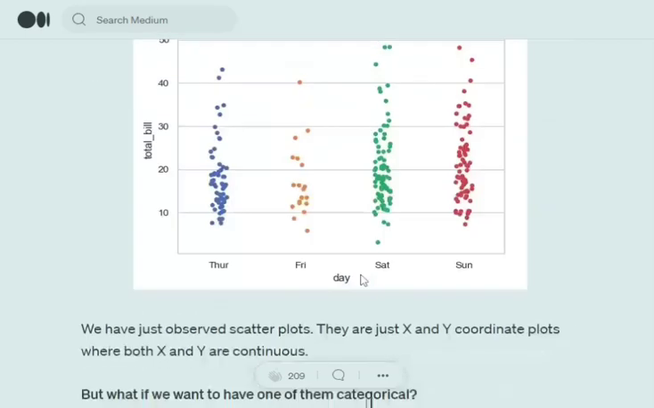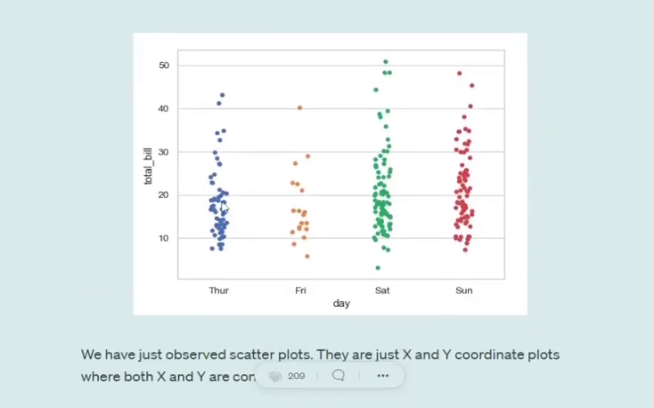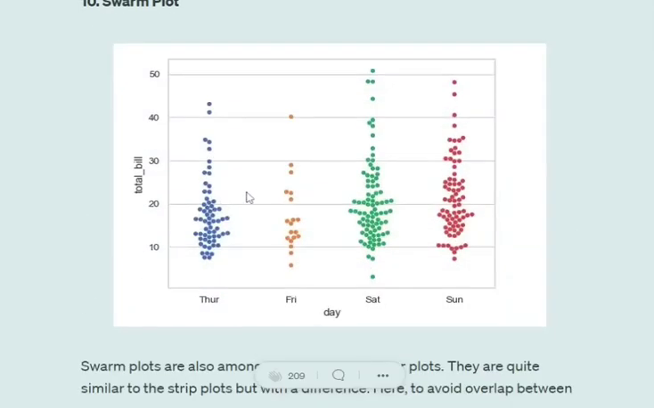So in case of strip plots, at a particular point, the points are getting placed one over the other. But in case of swarm plots, we are adjusting them beside each other.